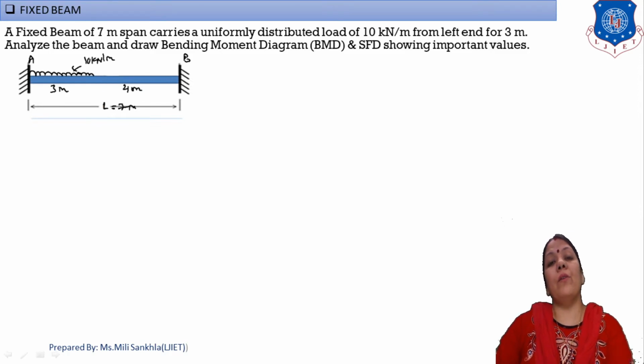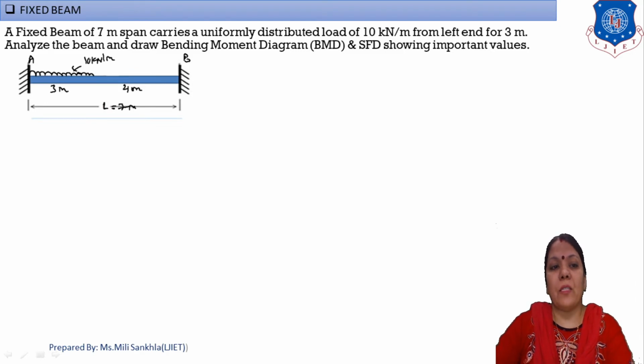Here again, no method is mentioned for analysis of the fixed beam, and this UDL is given on part of the span. We have solved the example of UDL on the entire span and also derived the equation for the entire span. But for this type of UDL provided on some distance of a fixed beam, there is no equation. So now we convert this UDL into a point load, and for that we use the integration method.